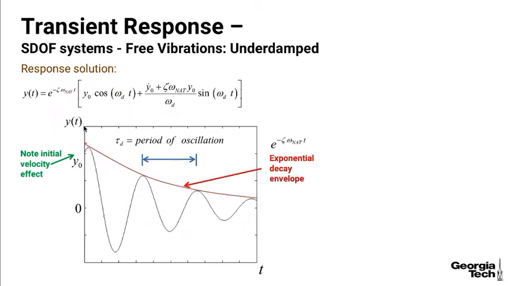And so that comes from this term in front of the brackets. What's inside the brackets is just an oscillating motion, but it's being acted upon by this decaying exponential envelope that forces it down. And so that's an interpretation of the response solution for an underdamped free vibration system.